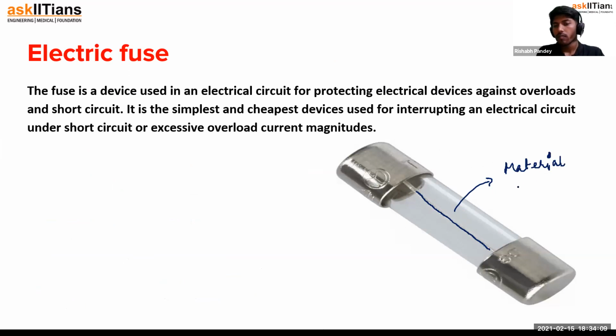Now, if the current is flowing, in the presence of excess current, when the current is very high, that will produce an excess amount of heat. So due to heat, this metal will melt down, and as soon as it melts down, will it break the circuit? Absolutely.